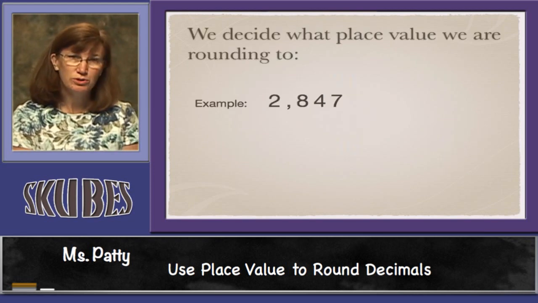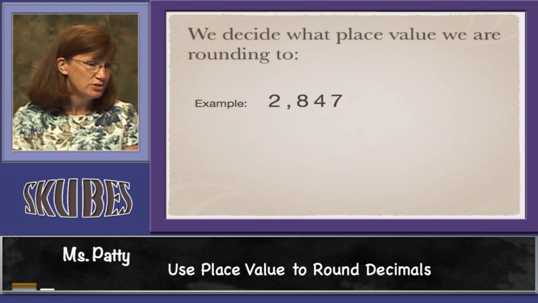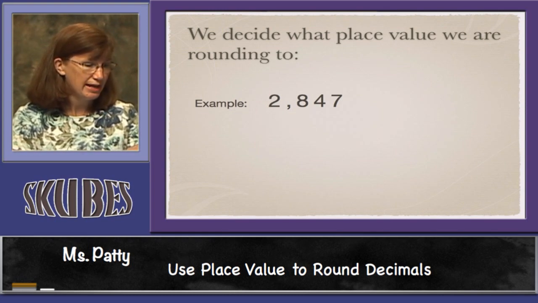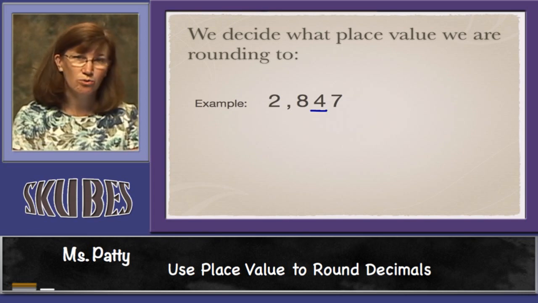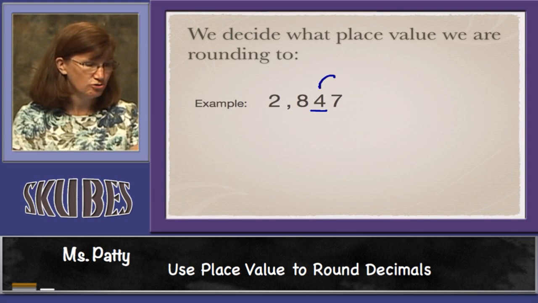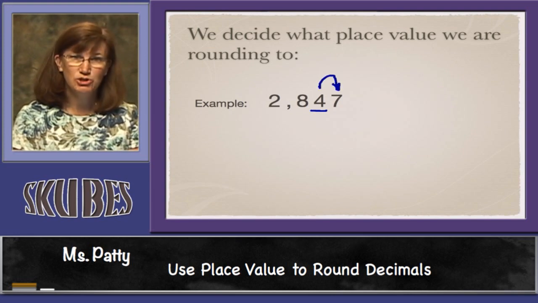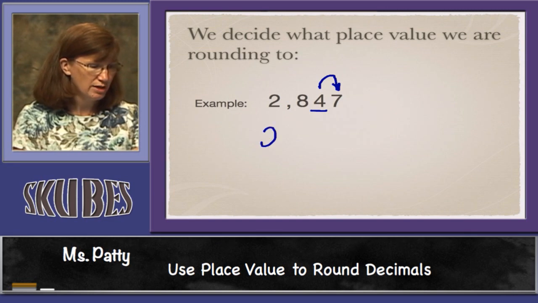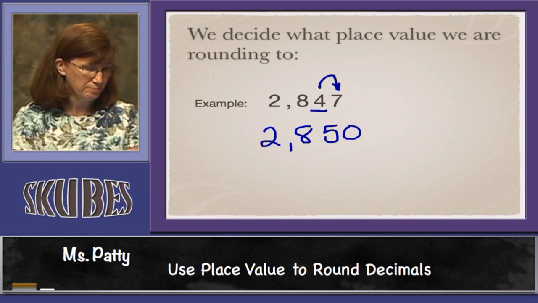We're going to do a little practice on whole numbers before we get to decimals. So we decide what place value we're rounding to, and in this case I'd like to round to the nearest 10. I always underline the number that I'm going to round. Then I look directly to the right. I draw an arrow. This is my determining digit. This is the number that I think of with that rule: 1 through 4, round down; 5 through 9, round up. 7 tells us that we're going to round up. So our answer will be 2,850. We've rounded up.